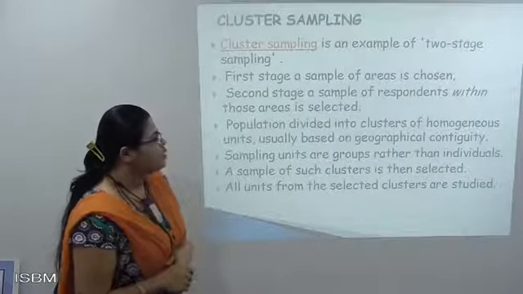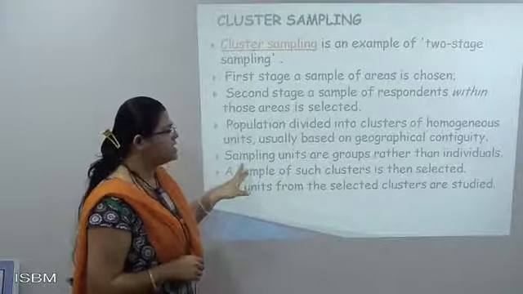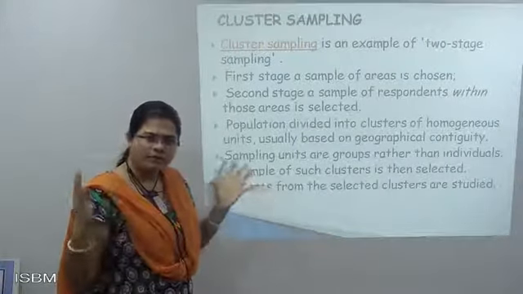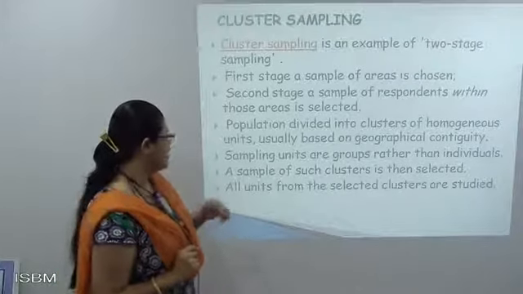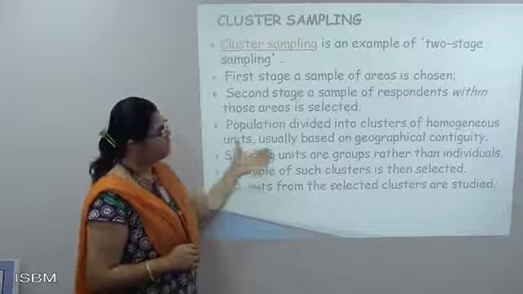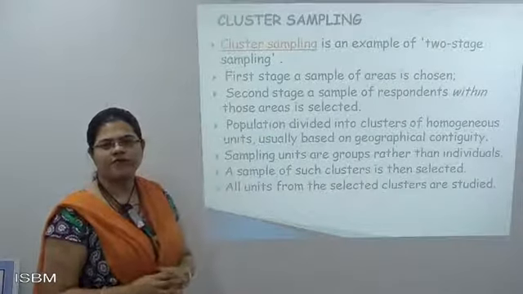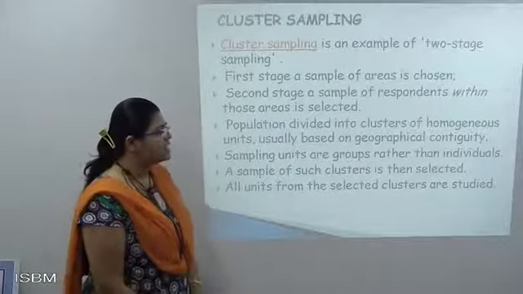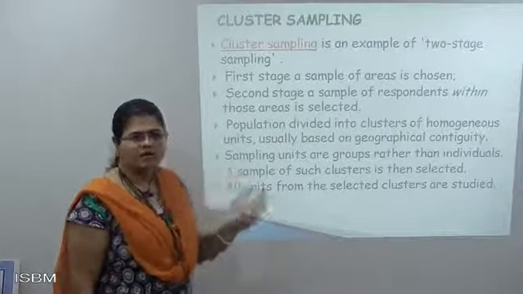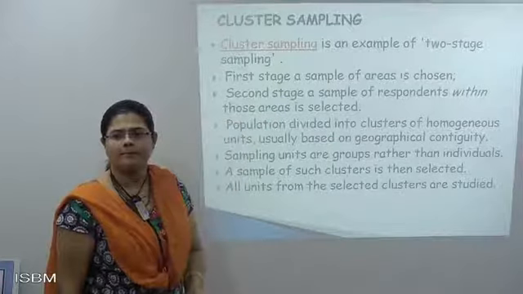Sampling units are groups rather than individuals. Here it will not be related to an individual, it will be related to the group. A sample of such clusters is then selected. If this type of stage is there, then finally such clusters are selected, and according to that selection I am using these samples ahead.